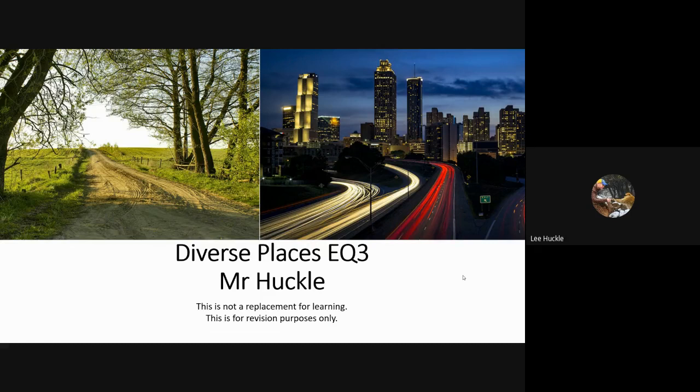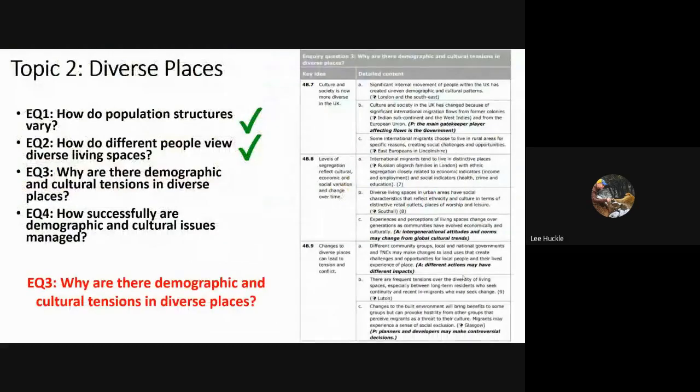So let's begin looking at the overview of inquiry question 3. What have we covered so far in these GeogPod sessions? We've covered inquiry question 1, where the overall question was, how do population structures vary? And we've covered inquiry question 2, how do different people view diverse living spaces? So the main overriding question here for EQ3 is, why are there demographic and cultural tensions in diverse places?